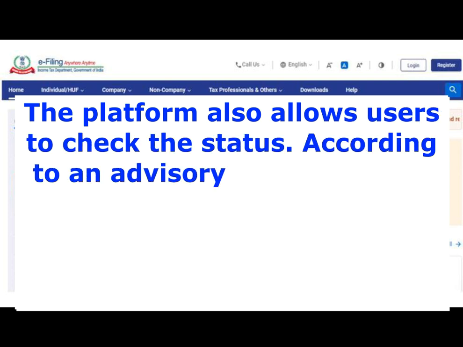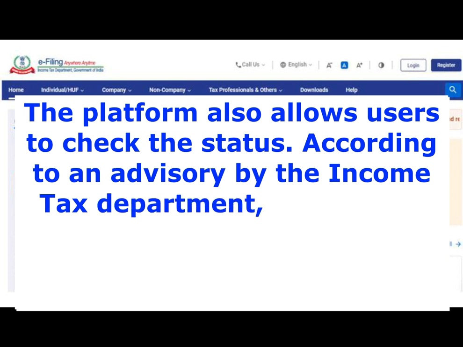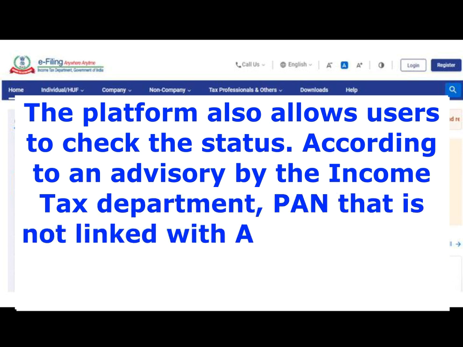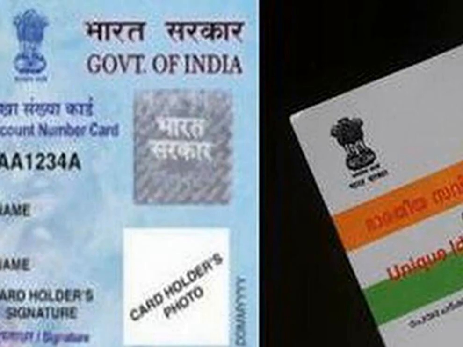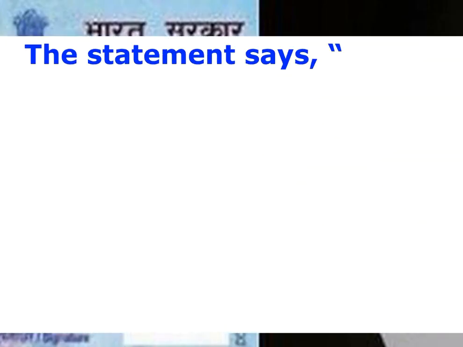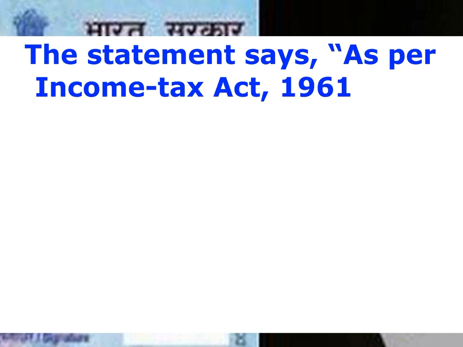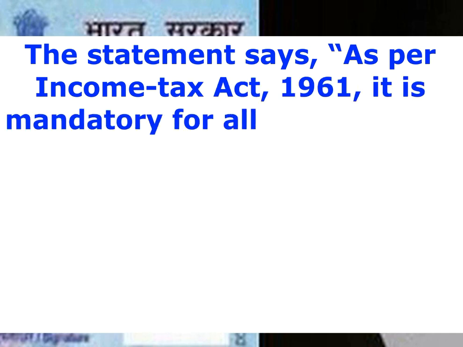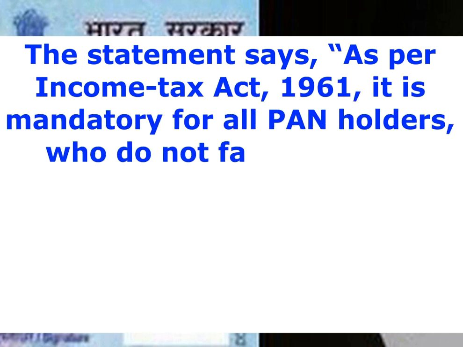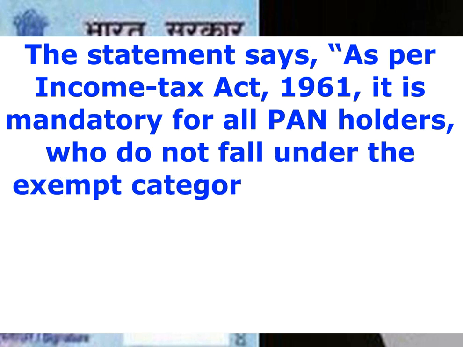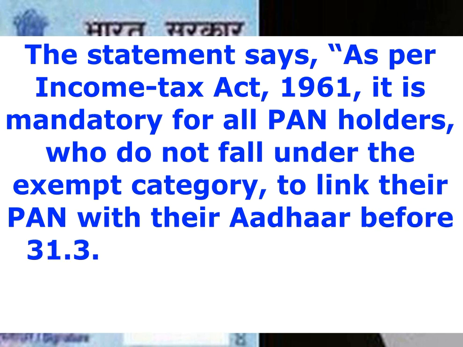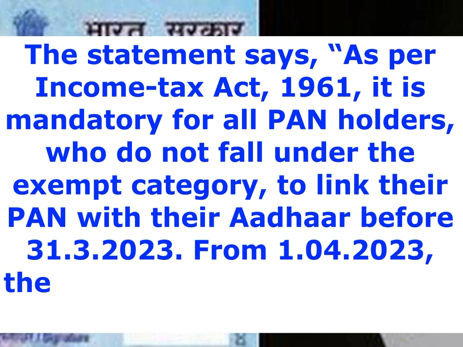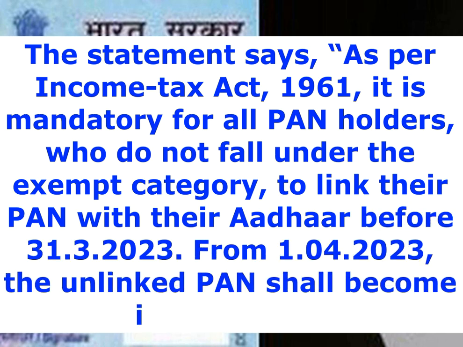According to an advisory by the Income Tax Department, PAN that is not linked with Aadhaar by the end of March 2023 will become inoperative. The statement says, as per Income Tax Act, 1961, it is mandatory for all PAN holders who do not fall under the exempt category to link their PAN with their Aadhaar before 31st March 2023. From 1st April 2023, the unlinked PAN shall become inoperative.